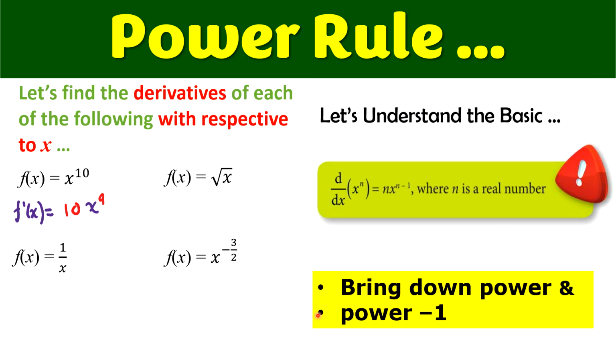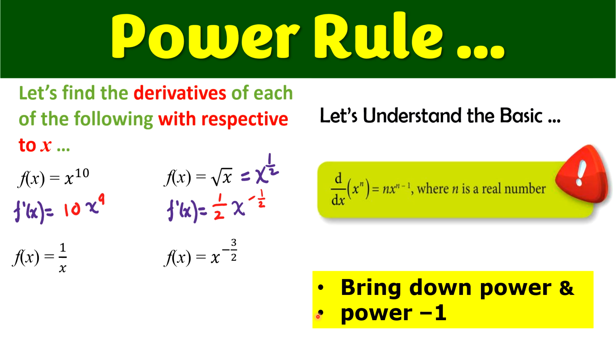So this will give me 10x to the power of 9. Now let's take a look at the second example. To find the derivative, I'm going to rewrite this into index form. So this will give me x to the power of half. I bring down the power, which is half, and then power subtract by 1. So half subtract by 1 will give me negative half.